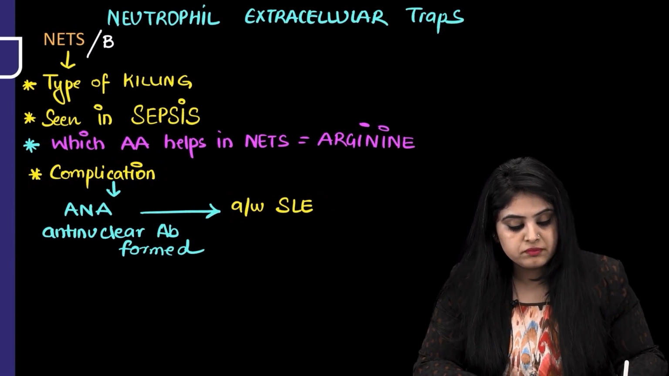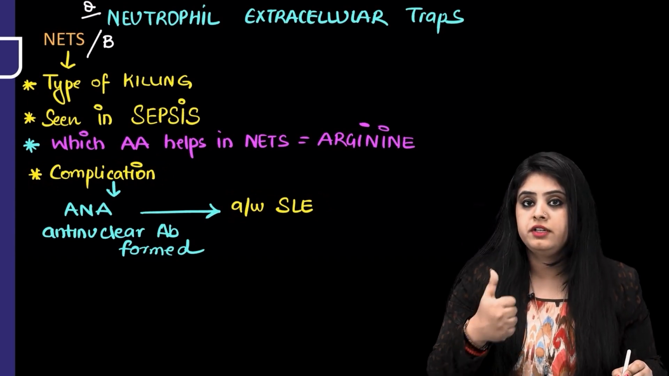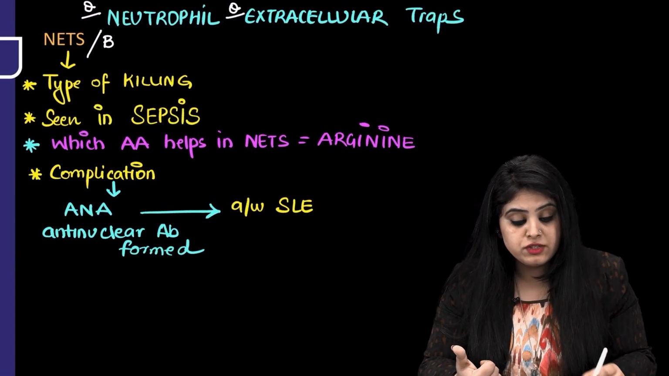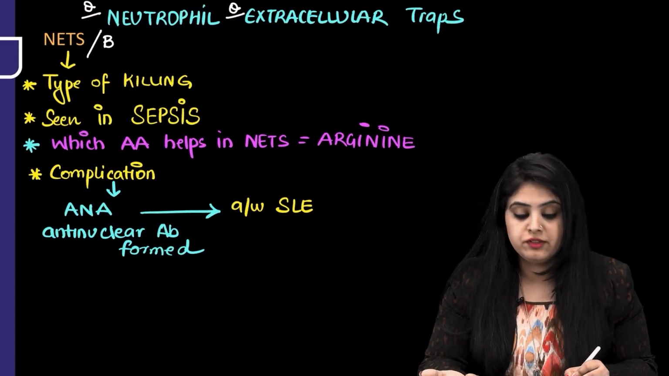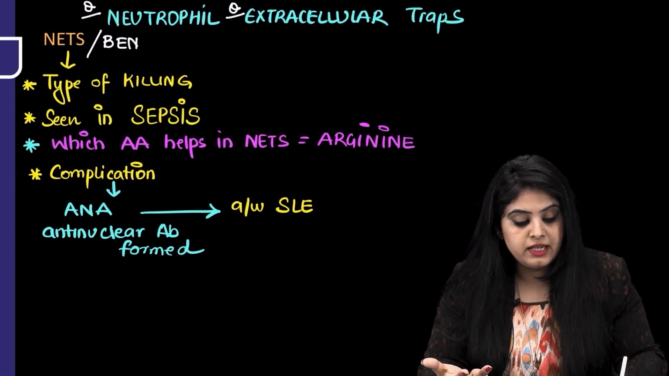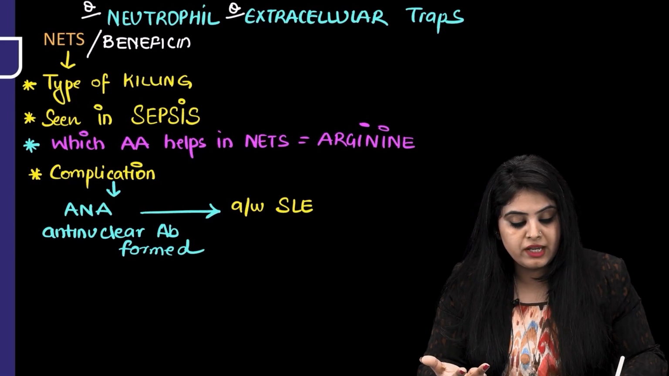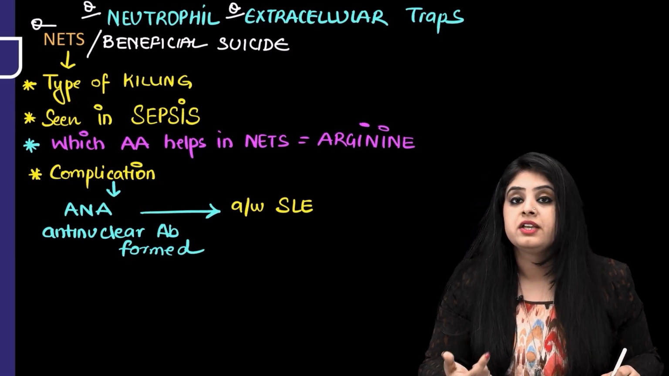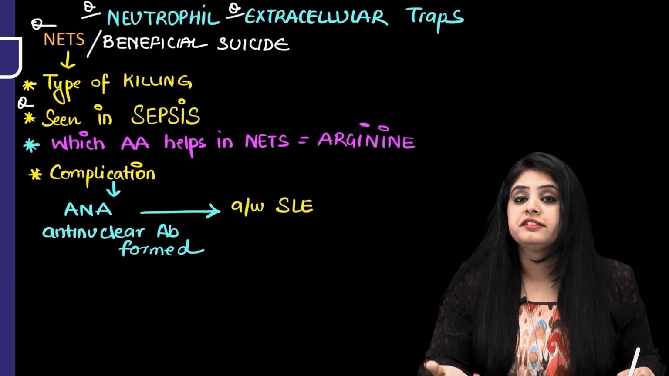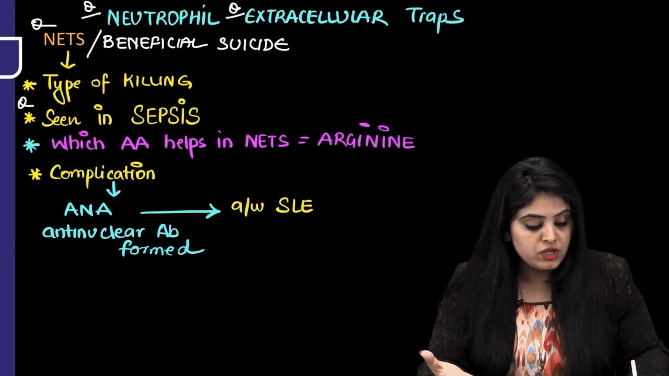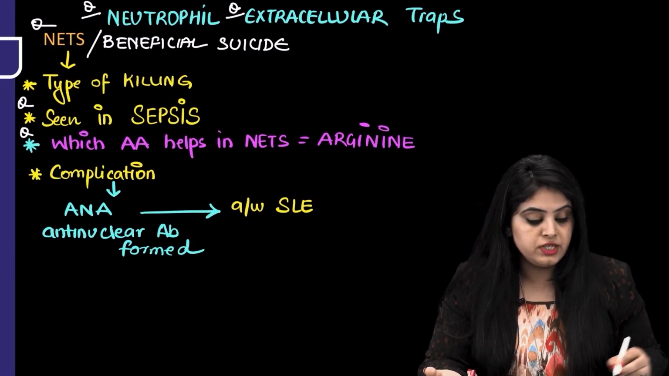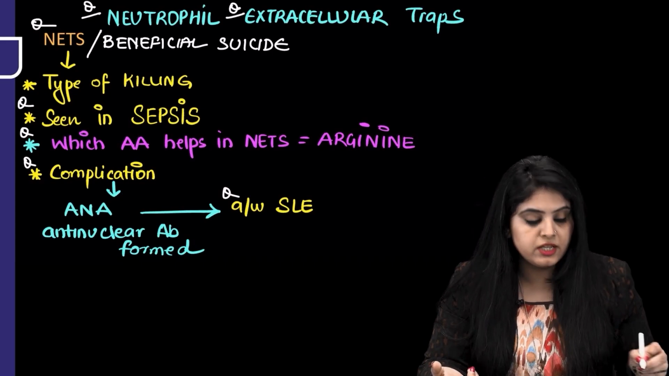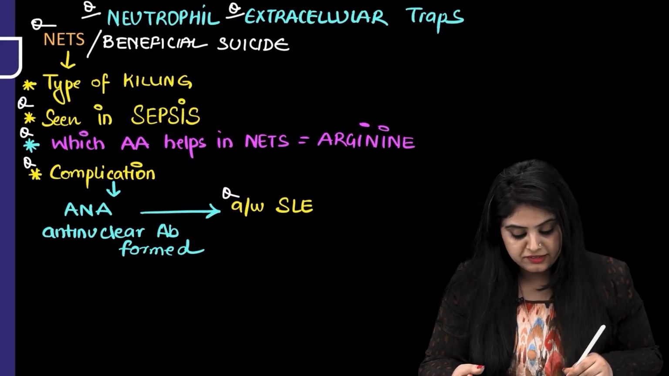These are some very, very important questions that I have written over here. First question: what is the cell that is involved? Neutrophil. What is the site of killing? Extracellular. What is the other name of this condition? A soldier's beneficial suicide. When do you use this process? When there is sepsis. Which amino acid helps in it? Arginine. Is there any side effect or complication? It is associated with SLE.